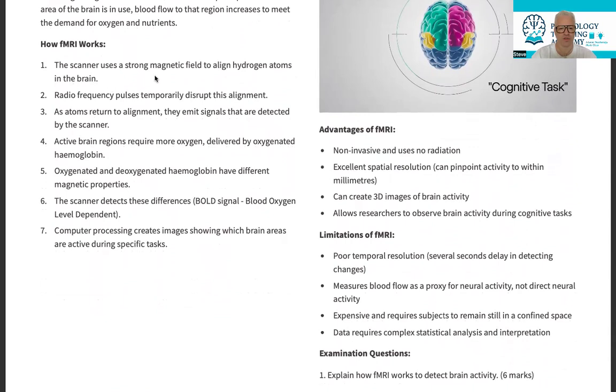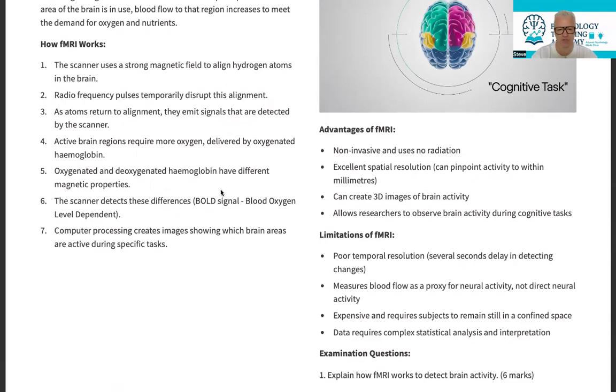Okay, so in terms of how it works, it uses a strong magnetic field. It aligns the hydrogen atoms in the brain. Radio frequency pulses temporarily disrupt that alignment. As the atoms then return to alignment, they emit signals that are detected by the scanner, and the active brain regions require more oxygen, therefore delivered by oxygenated hemoglobin, which is a protein in the blood. And oxygenated and deoxygenated hemoglobin have different magnetic properties, and the scanner detects those differences.